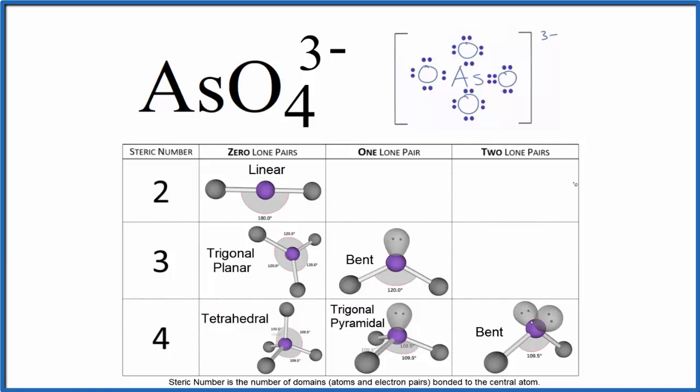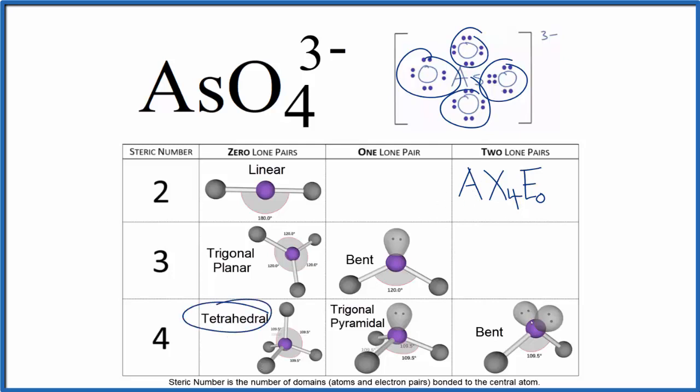We could also figure out the molecular geometry for AsO4 3-, the arsenate ion here, using the AXE notation. So A, that's the central atom, that's the arsenic, and then X, that would be the number of atoms attached. We have 1, 2, 3, 4, and E, that would be the lone pairs. Sometimes you'll see AXE 0, sometimes just AX4. If we look up AX4, we'll find it's tetrahedral, bond angles 109.5 degrees.